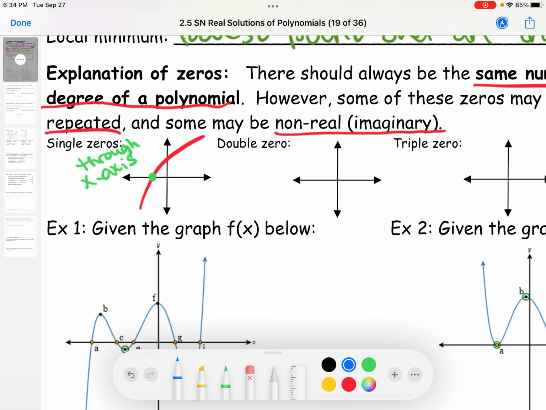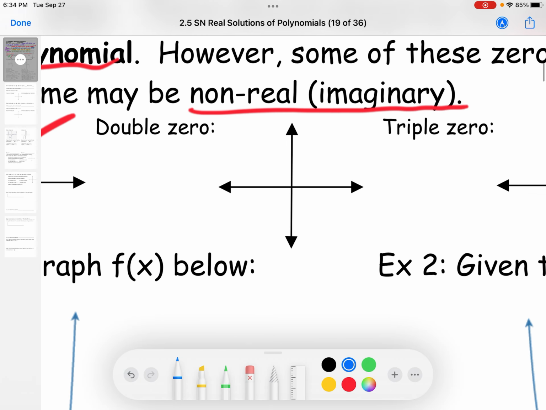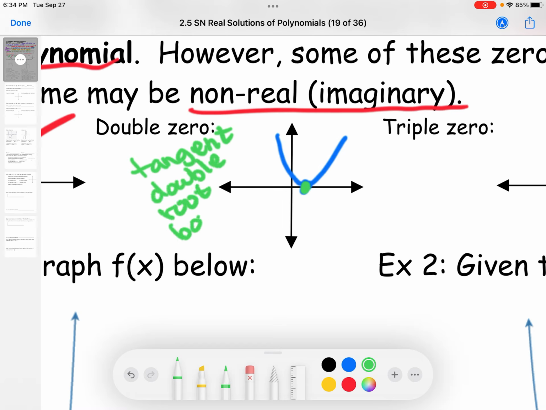A double zero looks a little bit like a quadratic. Double, power of 2. What happens with that is that we have a bounce. A double zero is actually tangent to the x-axis, meaning it touches it but doesn't go through it. So a double zero has a tangent bounce, also known as a tangent double root bounce.